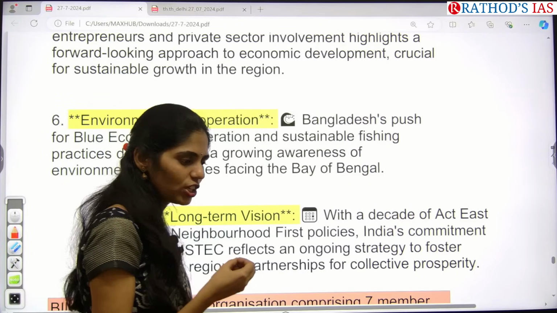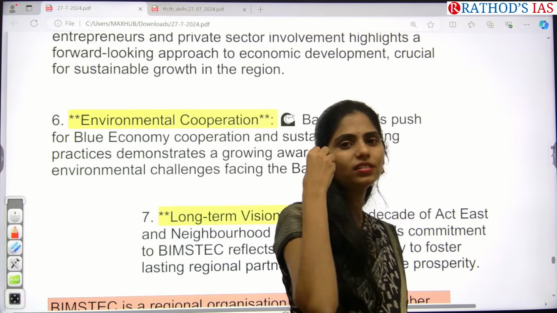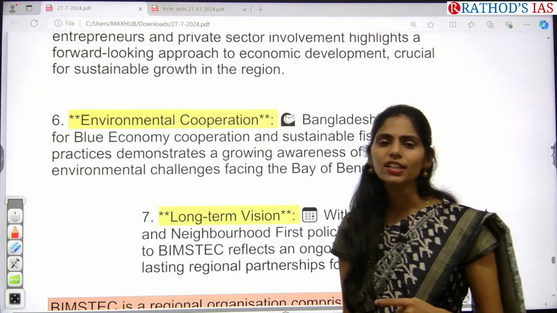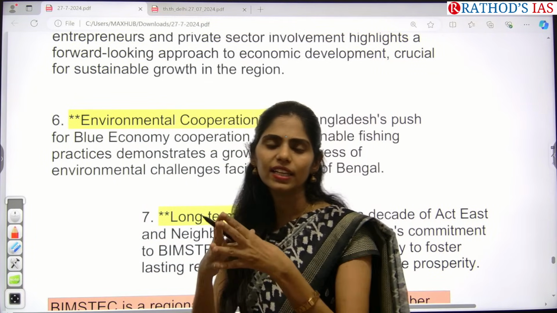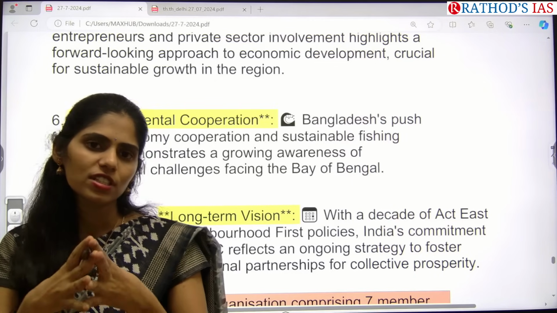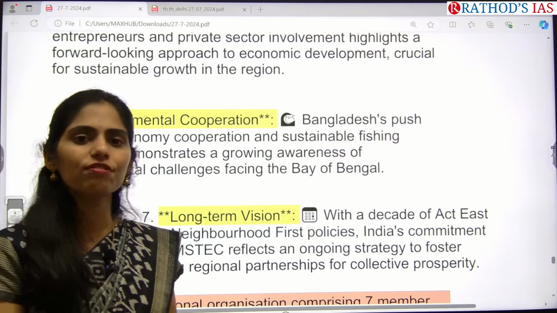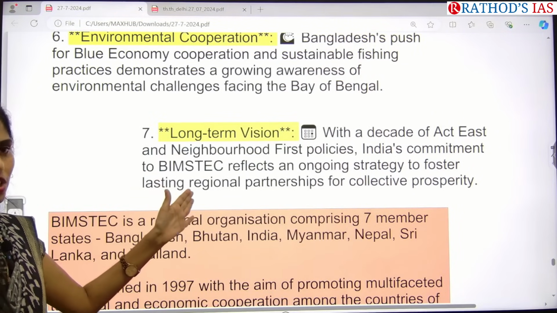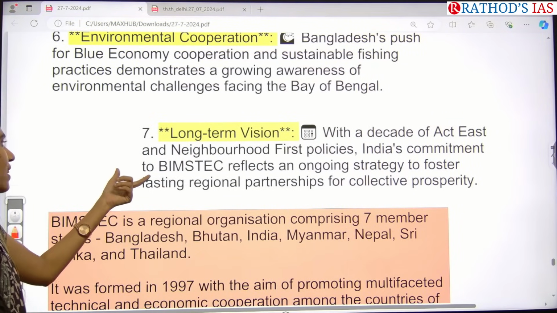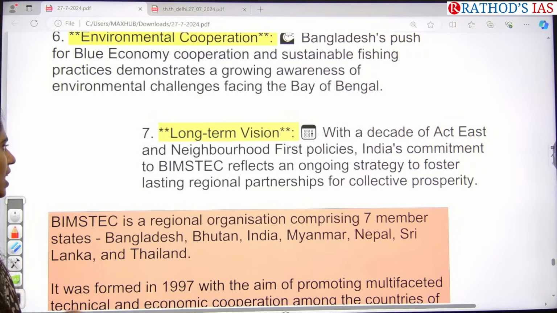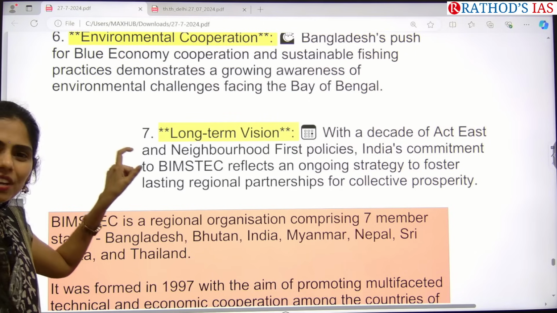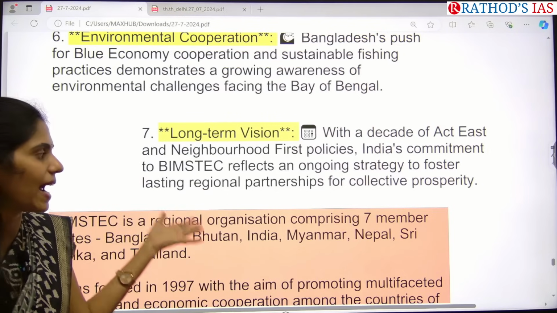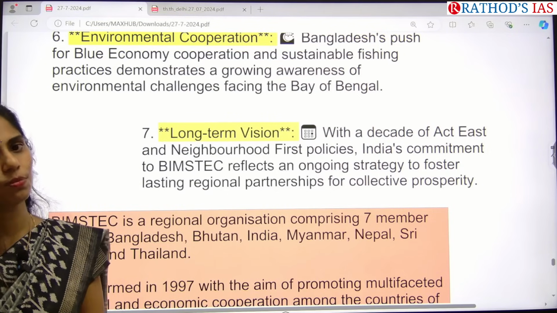combating climate change cannot be done by a single country like India. So apart from that, all other countries can join hands and come up with some measures so that we can address this challenge of climate change. And this one is we can focus on a long-term vision. In this decade, we want the Act East and Neighborhood First policies, and this BIMSTEC will be reflecting this ongoing strategy so that we can improve regional partnership as well as collective prosperity.